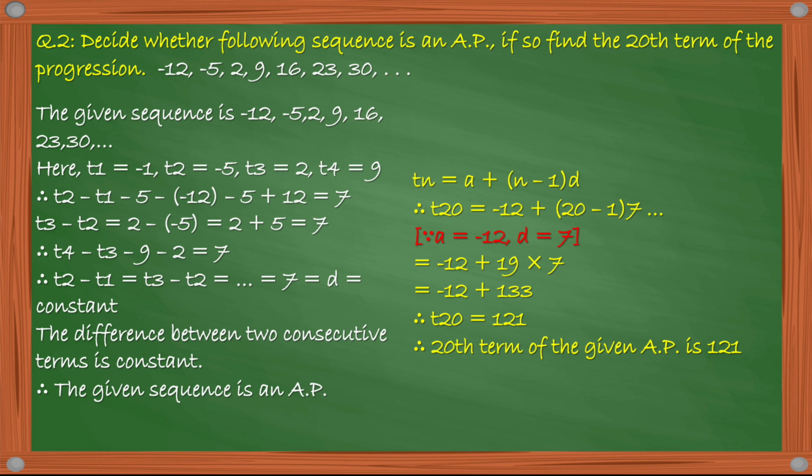So after this you will see question numbers 3, 4 and 5. 2 we have done. 3, 4 and 5 are similar questions where it is already said that the given sequence is an AP. You just have to find the particular term. So you are going to use the formula of Tn, a plus n minus 1 d, and put in the values of a, n and d and find it. So we'll move on to question number 6.